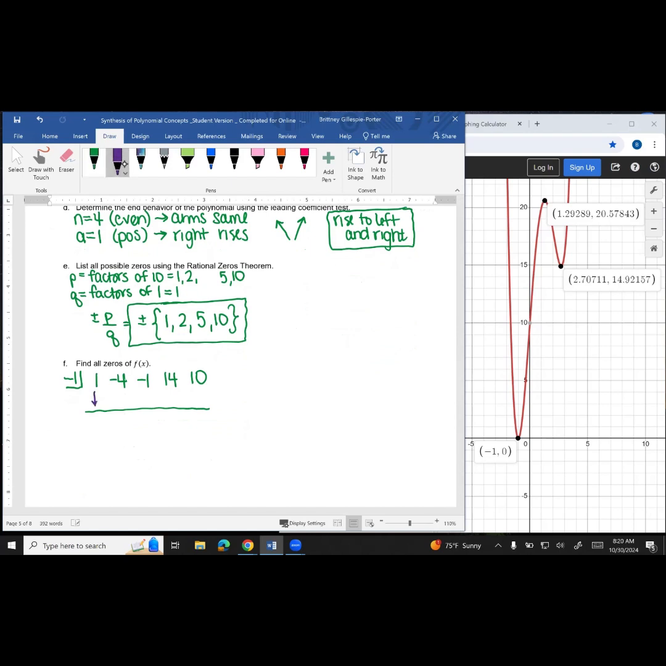The first one always comes down. -1 times 1 gets us -1. Add vertically, we get -5. -1 times -5 gets us +5. Add vertically, we get 4. -1 times 4 is -4. Add vertically, we get 10. -1 times 10 is -10, which gets us a 0. And we just found that x equal to -1 is a 0. And we also found that x plus 1 is a factor.